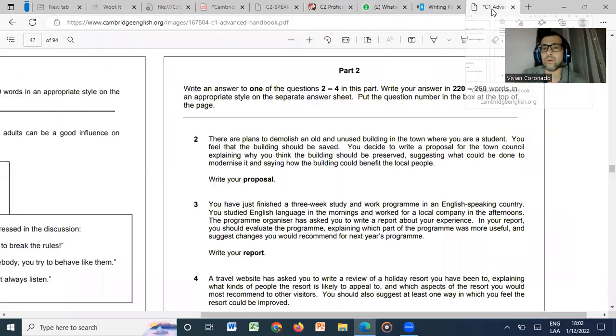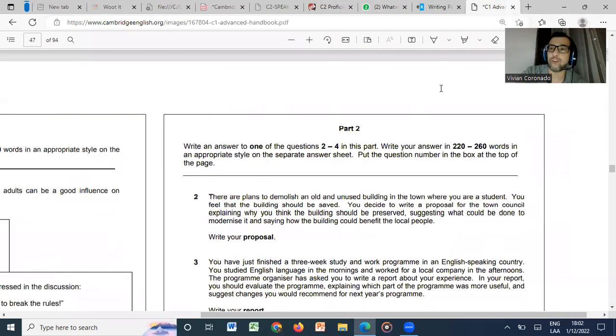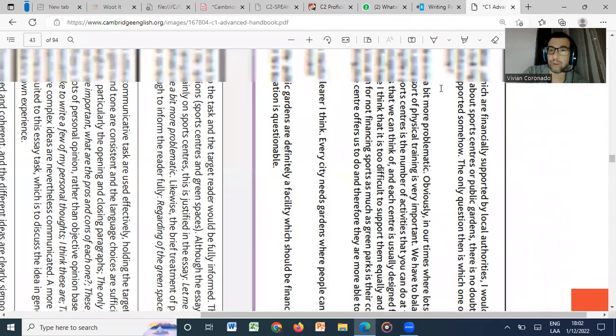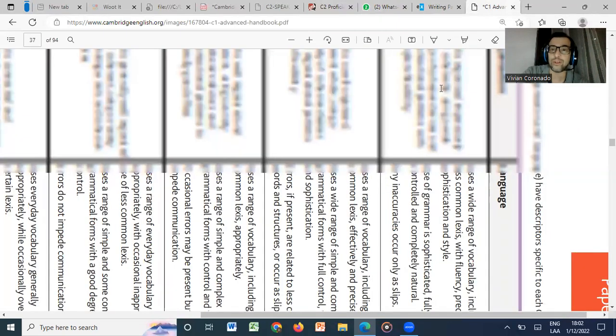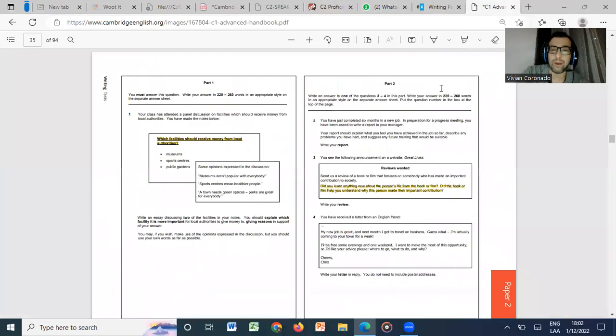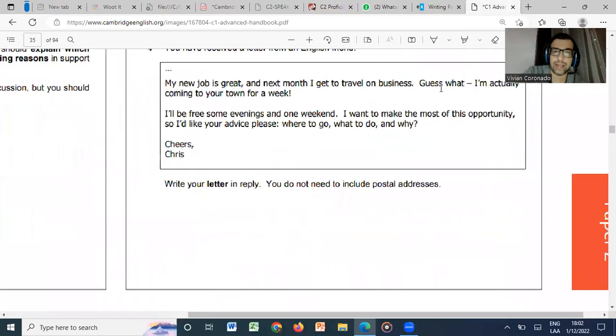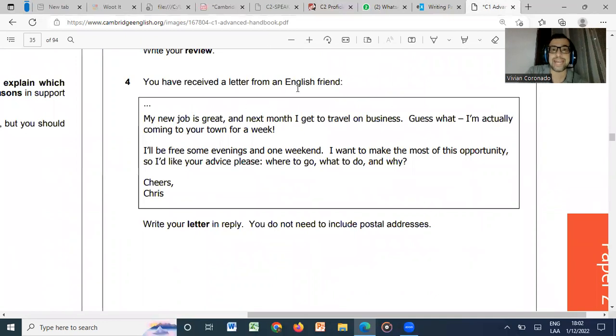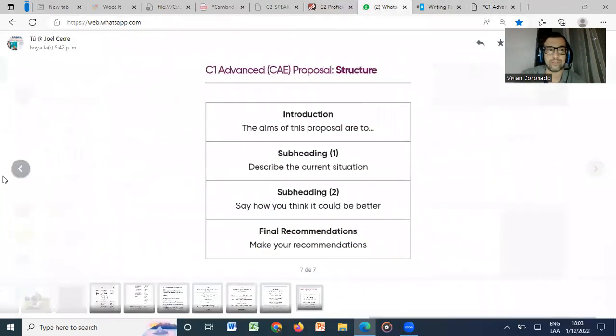Now, we have two different letters. We have a formal letter and an informal letter. How do we know when to write a formal letter? Well, in this case, we have a letter here, and it says you have received a letter from an English friend. Every time it says an English friend, it is going to be an informal letter. Always remember, in this case, it's informal. So that's why it's very important. I have it here.